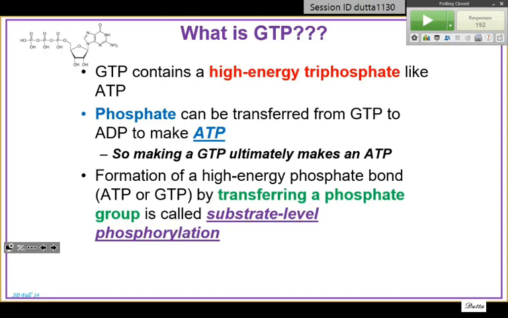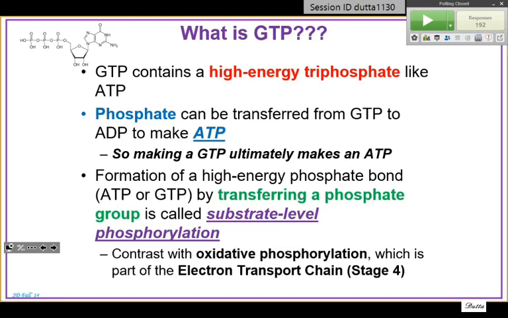So we're going to see, and this is very important in the next few chapters, what are the differences between substrate level phosphorylation and oxidative phosphorylation, which we are going to discuss tomorrow in stage 4. So substrate level means it involves a phosphate transfer without any electron transfer, no oxidation reduction reaction. But oxidative phosphorylation involves electron transfer, which is the last stage, stage number 4, where the ATP production takes place.